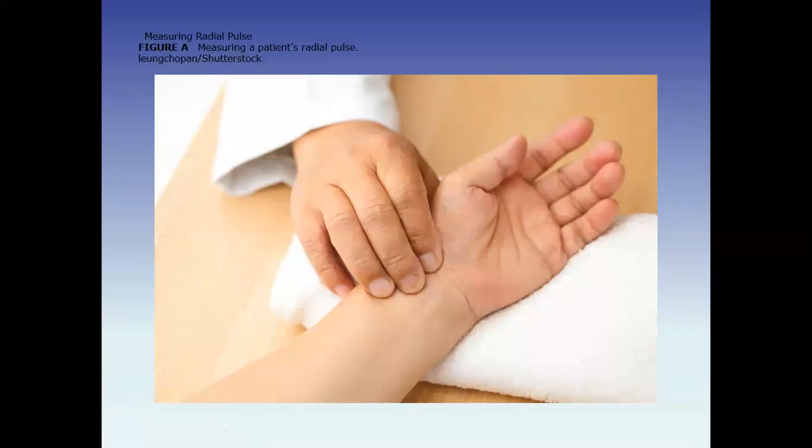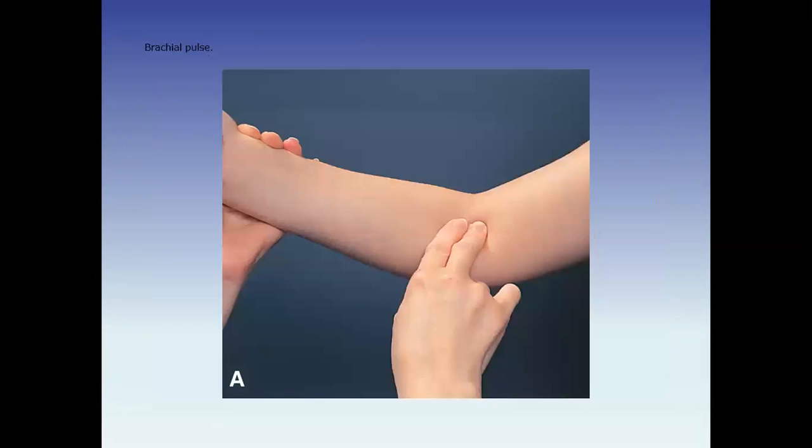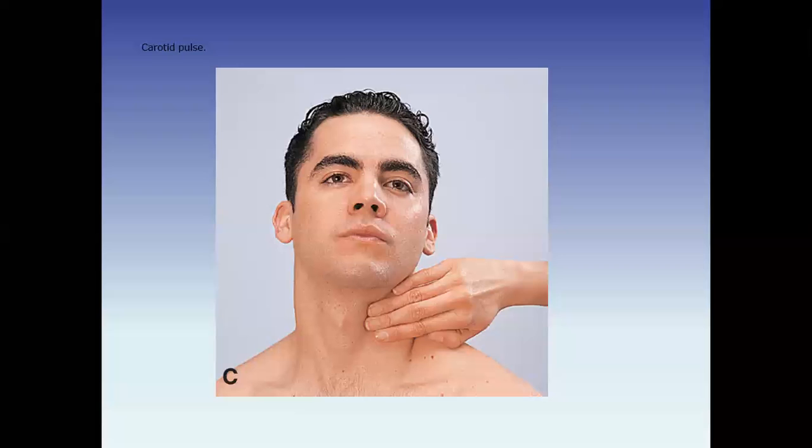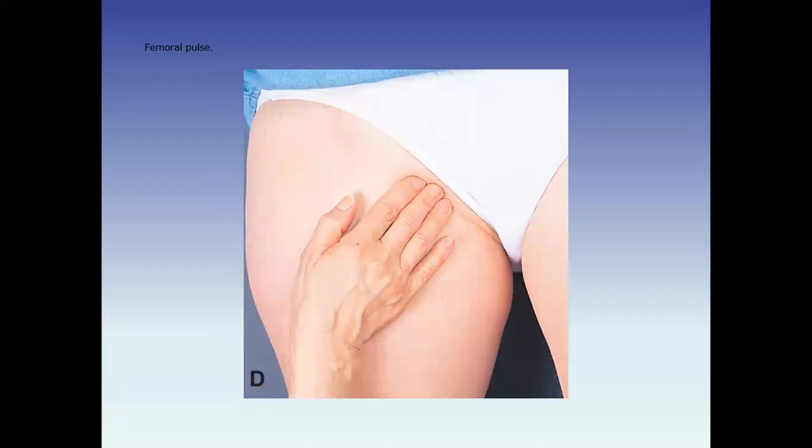This is another picture of where it's supposed to be placed, the radial pulse, measuring the patient's pulse. This is another picture of the brachial pulse. And this is the carotid pulse, where it's right below the neck. This is the femoral pulse, where it's right on the top of the leg.